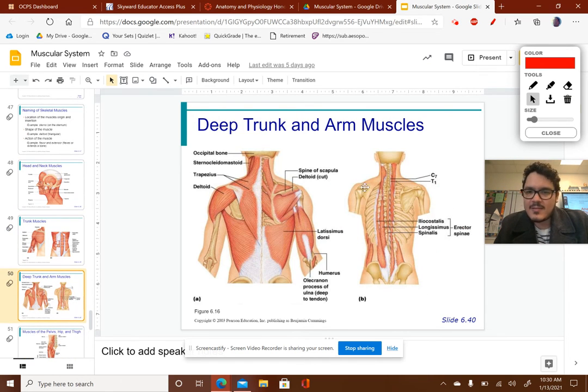Moving on down, technically we're in the backside. Once again, you can see the trapezius, a rather large muscle, right? But we also see the latissimus dorsi. That's the one we need to pay attention to, the lats. This is a massive back muscle that starts from the spine and wraps around your body.